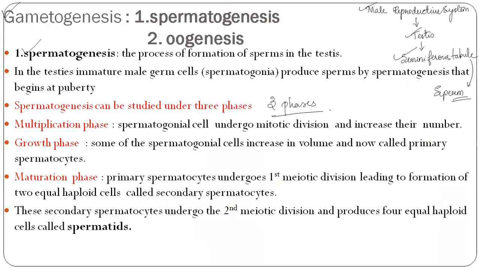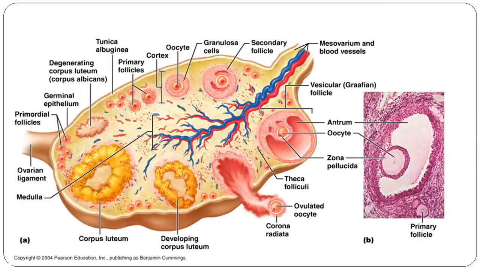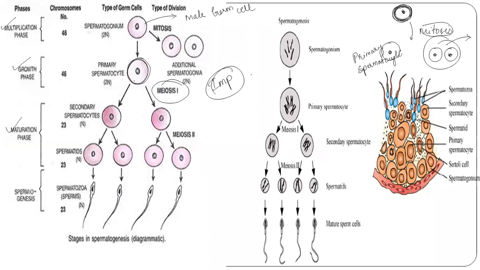See here, some of the spermatogonial cells increase in volume and are now called primary spermatocytes. This primary spermatocyte in the growth phase increases itself and undergoes meiosis. And what is meiosis? Meiosis is a reductional division.